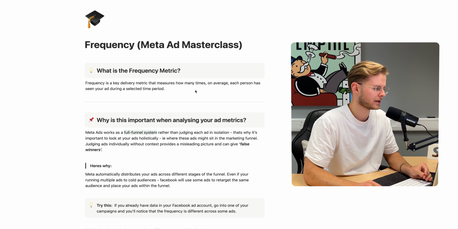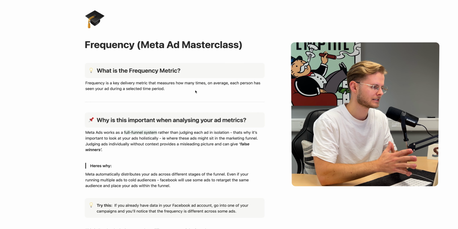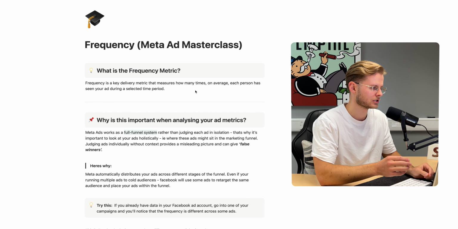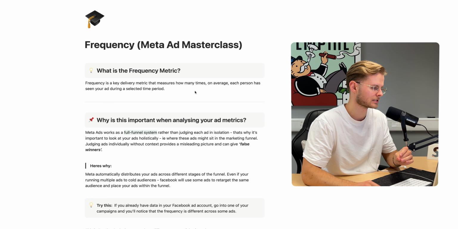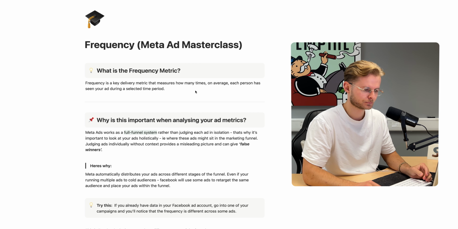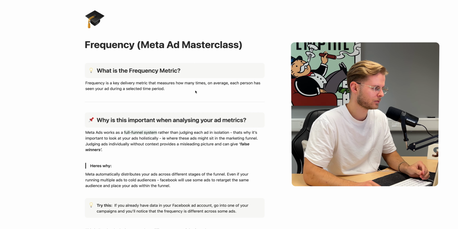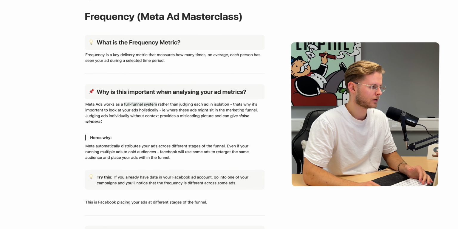The frequency metric measures how many times on average each person has seen your ad during a select period of time. This could be a 7-day window, a 30-day window, a 1-day window, etc. So why is this actually important when analyzing your ad metrics?